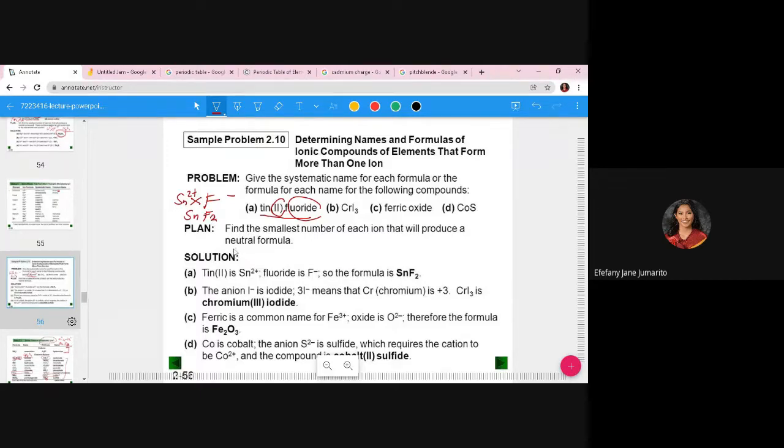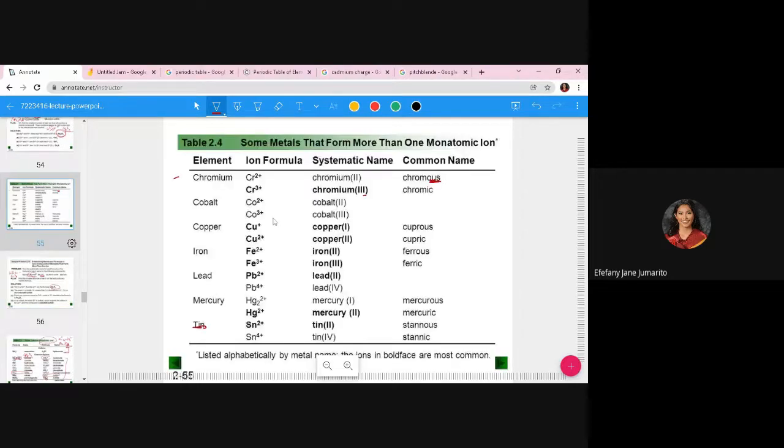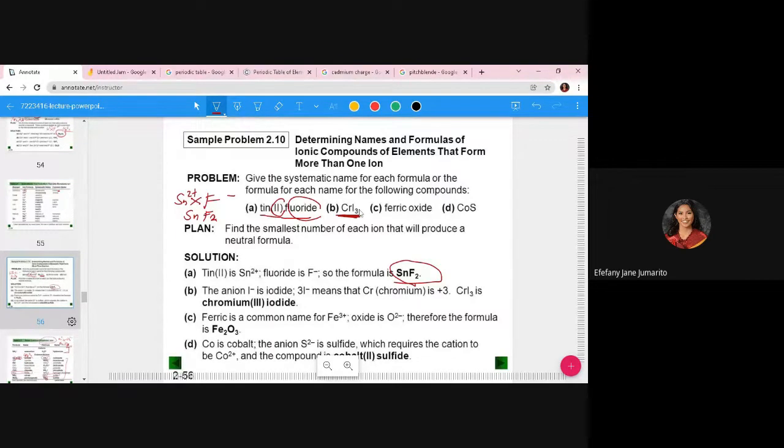Okay, SNF2. Then what about this one? How do we name this one? Chromium. What is this chromium? For chromium, we have 3 and then we have 2. Now, take note, the 3 just moved over. So, it is chromium 3, ma'am.